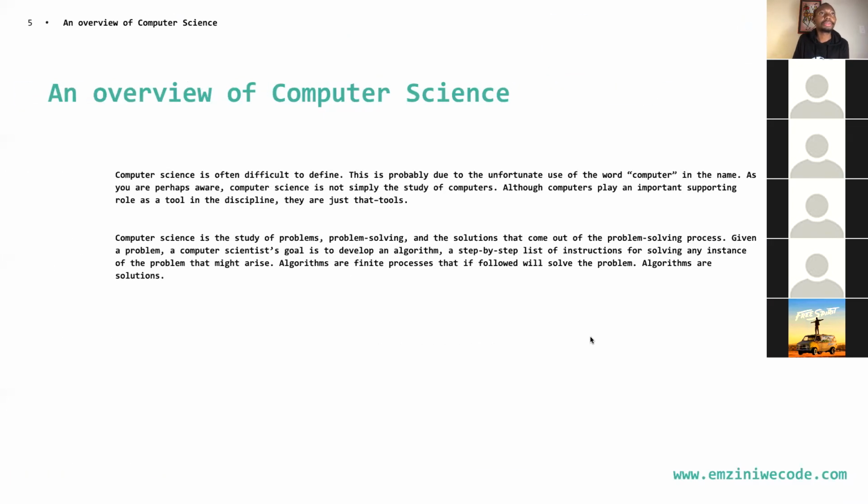Okay, I have to go back. So computer science is the study of problems, problem solving, and the solutions that come up through that problem solving process. Basically what a computer scientist does is you have a goal and you have a problem, and then you try to come up with a step-by-step solution. Those are instructions, for example, that you might use to solve a particular problem. For example, if I ask you to solve a quadratic equation, your step-by-step instructions are basically how you describe how someone might actually calculate the solution to a quadratic equation.